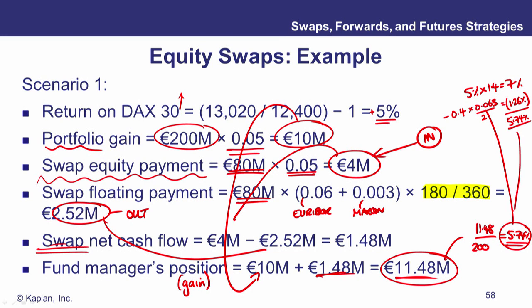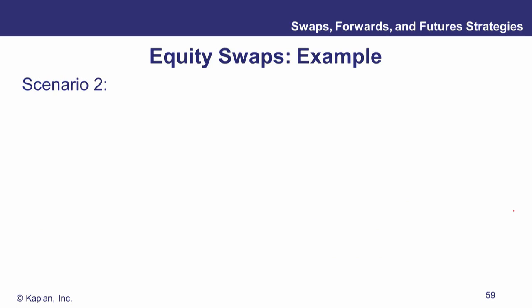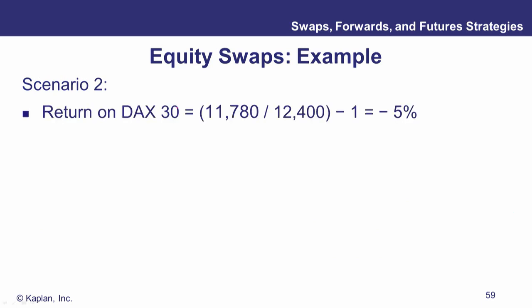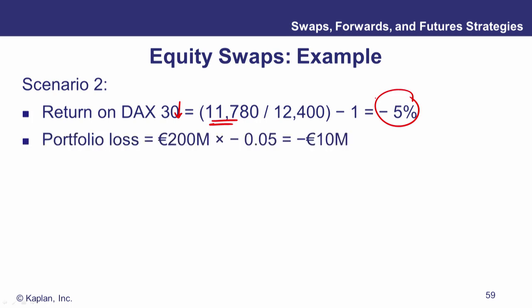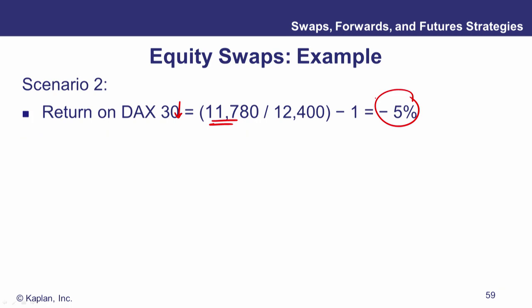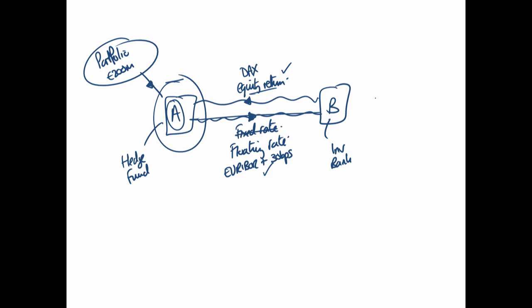All right, and that's what the numbers are doing. Similar process, but different numbers, is where the DAX falls. If the DAX falls to 11,780, take the end value, divide by the start value, subtract 1, and that gives you your return for the period. That's minus 5%. Now, what you have to realise with this minus 5% is that whilst positive returns flowed that way, negative returns on the equity are going to flow that way. Okay? A negative return changes the polarity, and it's an outflow from A over to B.